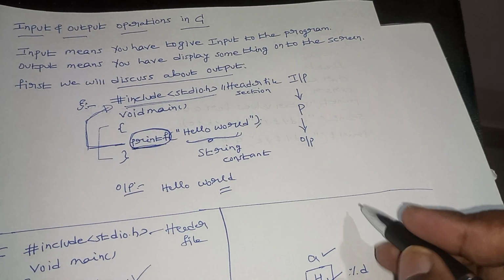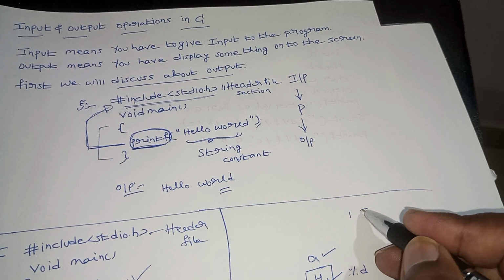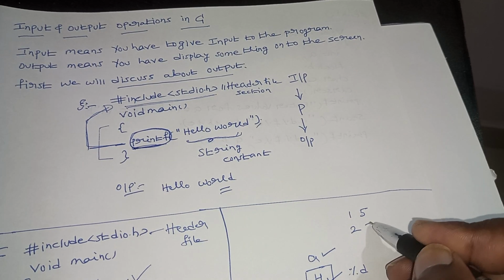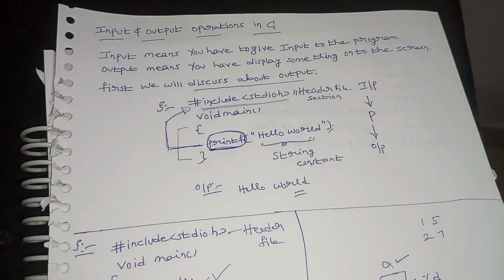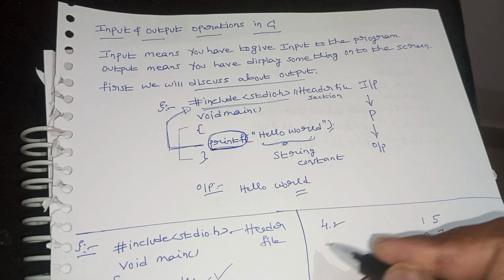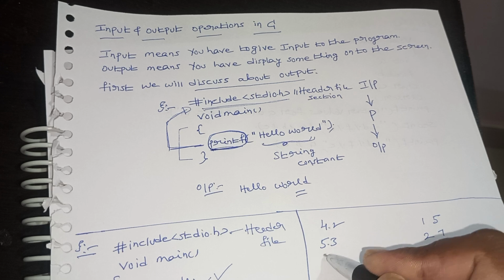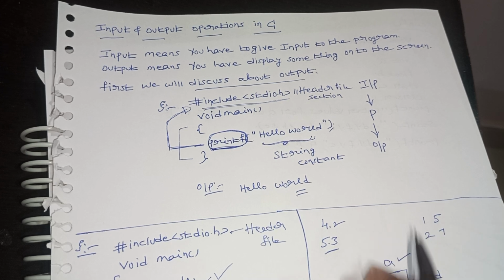Already I told you what decimal means: 1, 5, 2, 7. That is a decimal value. What is a real number? Like 4.2, 5.3. This is called a real number. So think like that.